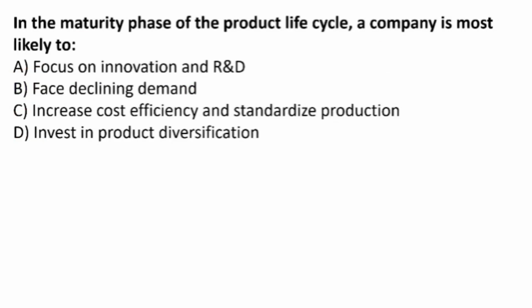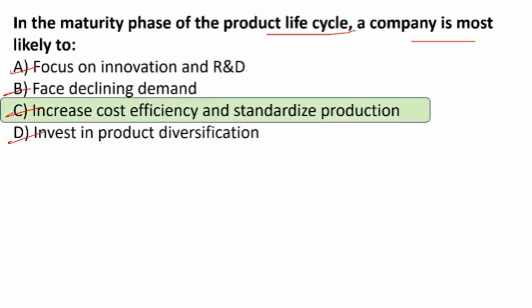Next, in the maturity phase of the product life cycle, a company is most likely to focus on innovation and research and development, face declining demand, increase cost efficiency and standardize production, or D, invest in product diversification. So the right answer is option C, increase cost efficiency and standardize production. Okay, in a product life cycle, when the maturity phase is there, companies are most likely to increase cost efficiency and standardize production.